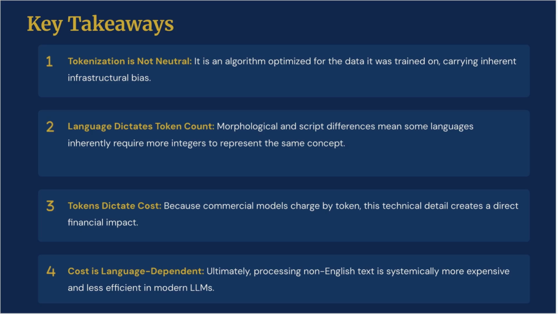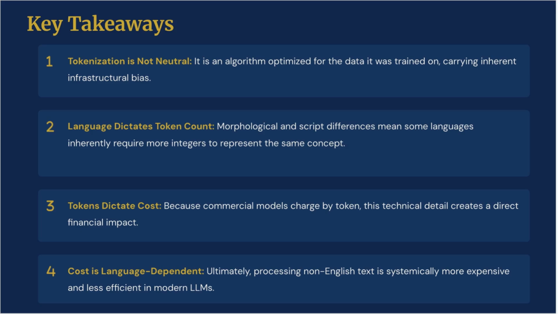Third, tokens dictate cost. This is where the technical detail becomes practically important. Commercial LLM APIs charge users based on the number of tokens processed. So if a language consistently requires more tokens to express the same idea, users of that language are effectively paying more for the same task. This creates a direct and measurable financial impact.